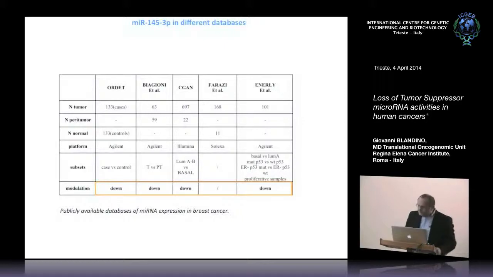So all this information gave us the confidence that what we were seeing in this buffy coat could be not something very artificial, but something that could have a certain relevance when we compare this data with the pre-existing databases, at least in terms of modulation. So it means that these two microRNA were down-regulated, and it gave us the idea that maybe they were two microRNAs that were, very early and for some reason, modified.